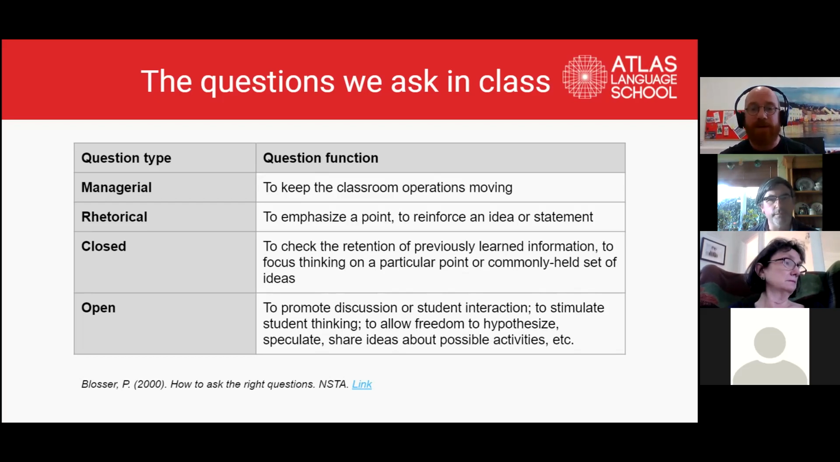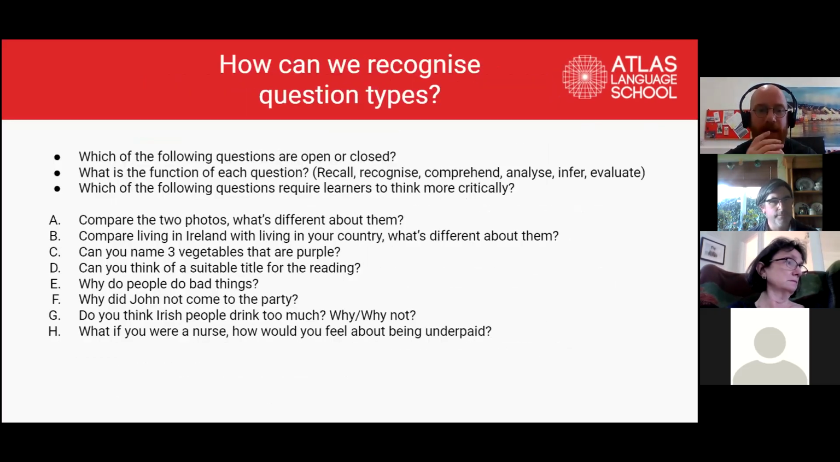So I've got some questions here. I want you to look at these questions and think which of the following questions are open or closed. What is the function of each question? And which of the following questions requires us to think more critically? So Patrick, can you do the first one for me? Can you look at this and tell me if you think it's an open or closed question? And what's the function? And does it require learners to think more critically or not?